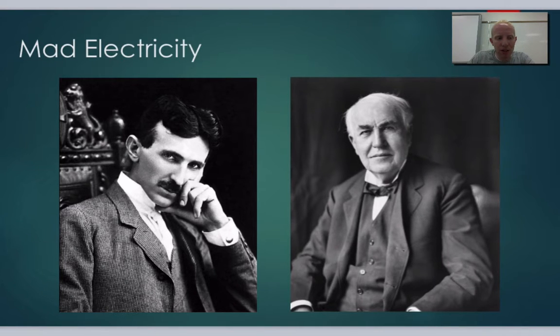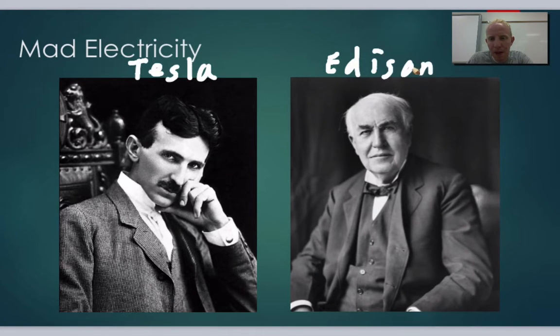The current wars is a moment in time between these two guys right here. This guy you may recognize as Nikola Tesla. And this guy on the right, you probably don't recognize as much because he's a little bit older, but this is Thomas Edison. The current wars was between these two. Nikola Tesla was a big proponent of AC current, and Thomas Edison was a big proponent of DC.